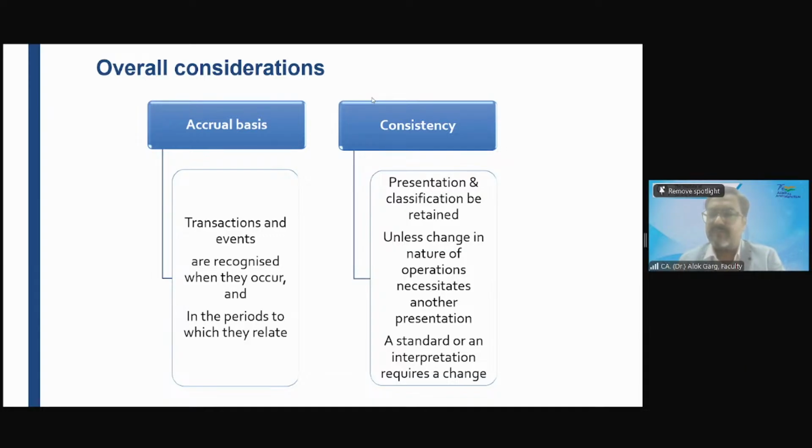Okay, is that clear? Geet has given a very good example of accrual basis. Geet has said, sir, due to accrual basis, accruals, prepaid expenses, unbilled revenue and deferred revenue are also required to be recognized. Yes, these are the outcome of the accrual concept. Consistency: the presentation and classification has to be retained unless a change is required due to a law or a standard, or because the company has changed its business operations. Okay, so we discussed this part also.